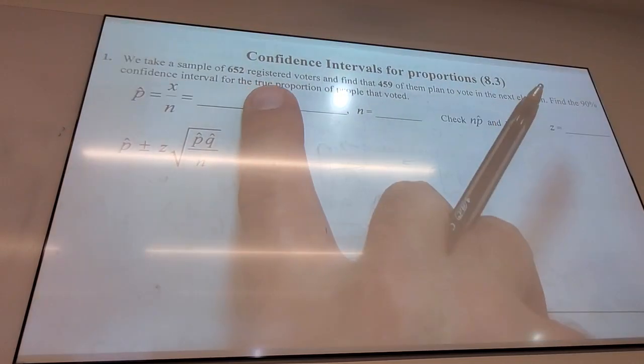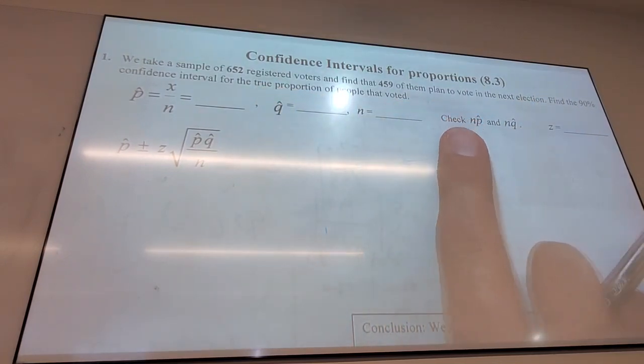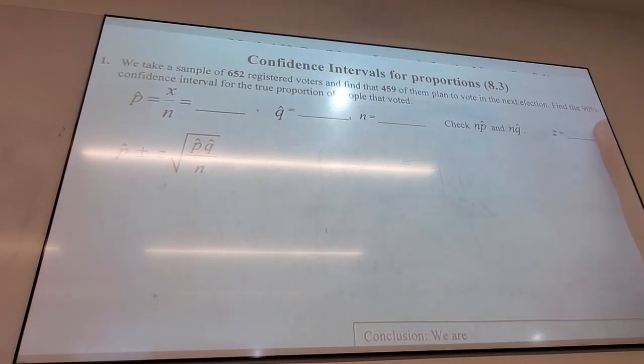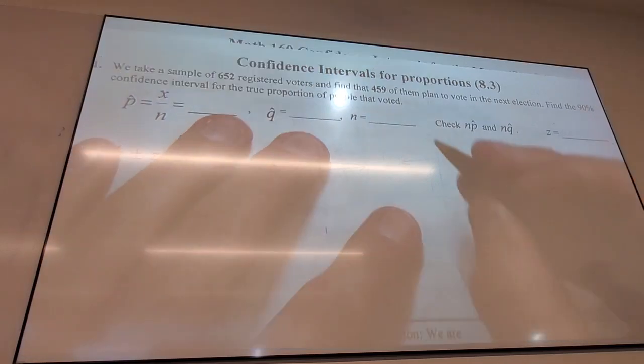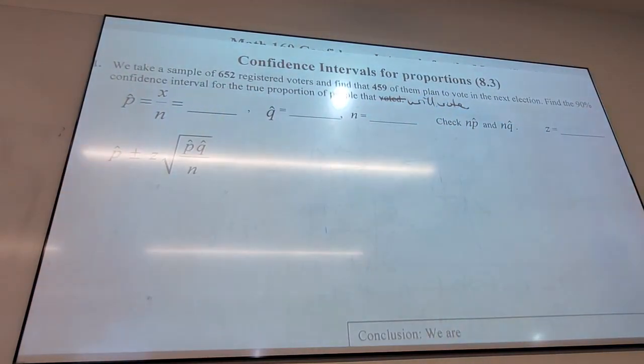So we take a sample of 652 registered voters and find that 459 of them plan to vote in the next election. I want to find the 90% confidence interval for the true proportion of people that will vote. I think I changed this because we have the next election coming up.